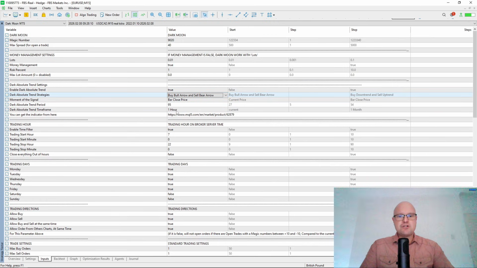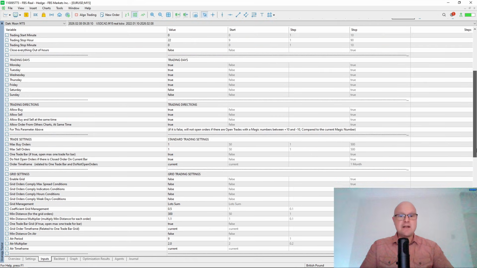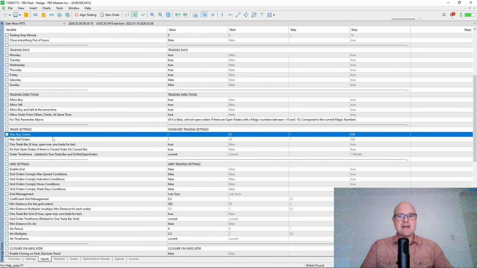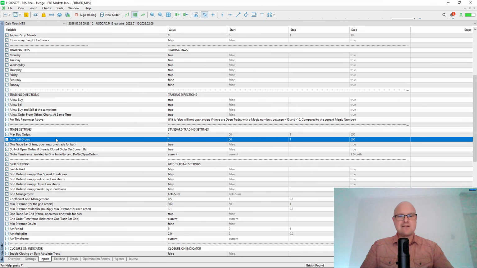Now I also changed the trading hours according to broker server time from 7 to 2200 hours for GMT plus 3. And it's trading 5 of the trading ways, as well as the trading directions are set to true, true and true. Now, very important, it doesn't use any grid or martingale settings, so the maximum buy orders is fixed at 1 and the maximum sell orders is also fixed at 1.